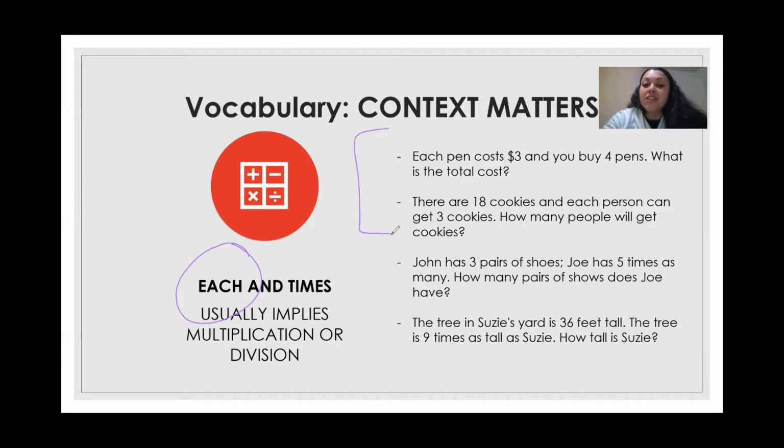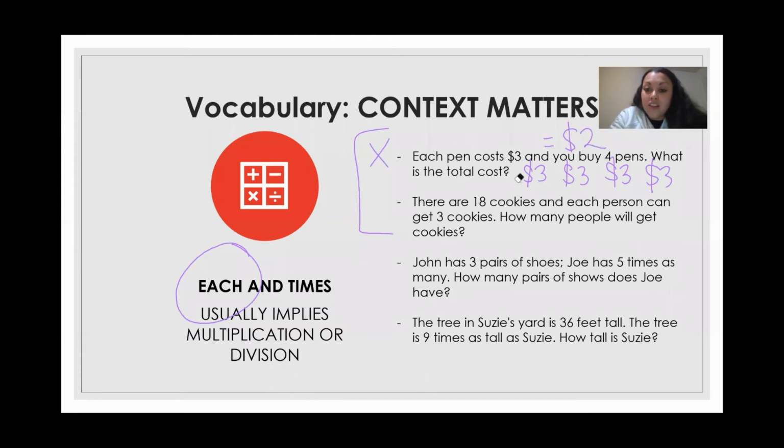So the first question says each pen costs $3 and you buy 4 pens. So if each of them are $3, that means you have $3 for one pen, $3 for another pen, $3 for another, and $3 for the 4th pen. This is repeated addition, or what we call multiplication. So 3 times 4 equals $12. So this was a multiplication question.